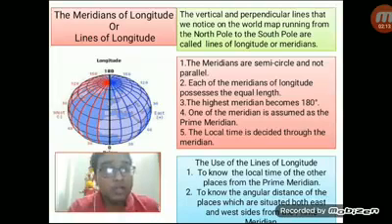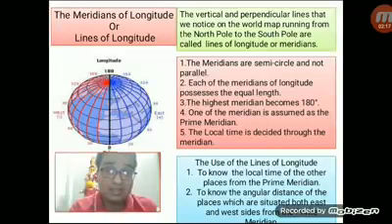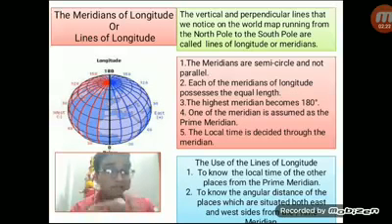Then, to know the angular distance of the places which are situated on both the east and west sides from the prime meridian. So these are the two uses of the lines of longitude.